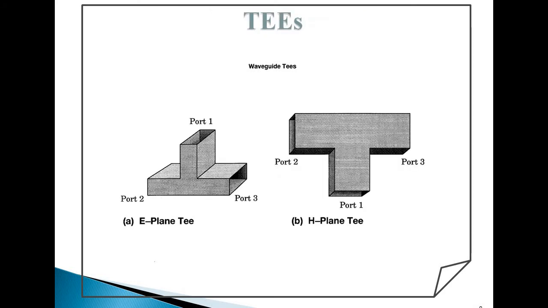A waveguide T is a 3-port device that is similar to a power divider. There are two types of microwave Ts, E-plane T and H-plane T. An E-plane T is a waveguide T in which the axis of its side arm is parallel to the E field or electric field of the main guide. An H-plane T is a waveguide T in which the axis of its side arm is shunting the electric field, or parallel to the H field of the main guide.